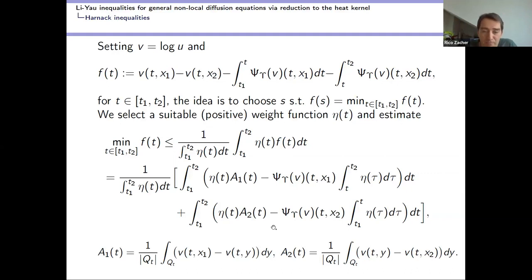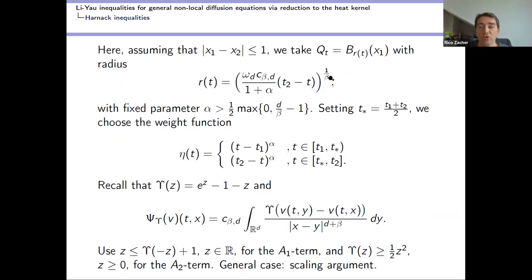And so to go further, we have this expression. We can rewrite this integral as follows. Here we had v t x1, v t x2. Let me subtract and add v t of y. And then we introduce these averages over a suitable set Q_t. Using these averages, we can rewrite this integral in this form, where for the non-local terms we use Fubini's theorem to reformulate this.